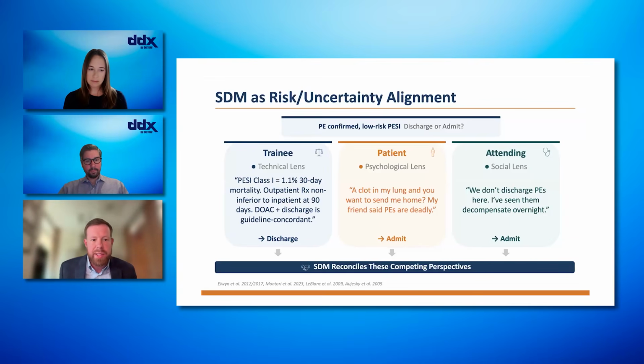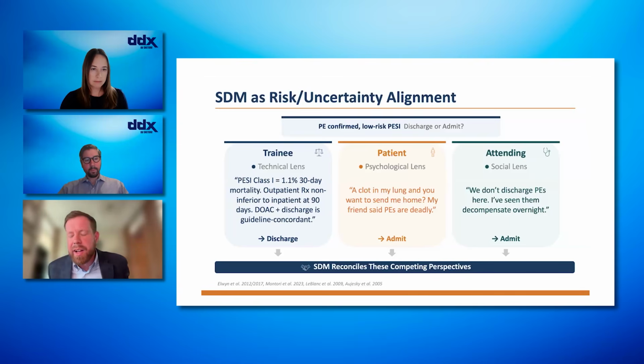They take the technical lens of risk and they say, here's the 1.1% 30-day mortality. We can put them on a DOAC, we can discharge them. That's concordant with the guidelines. But then the patient says, well, wait, I've got a clot in my lung and you want to send me home? My friend said that PEs are deadly. I want to be admitted.